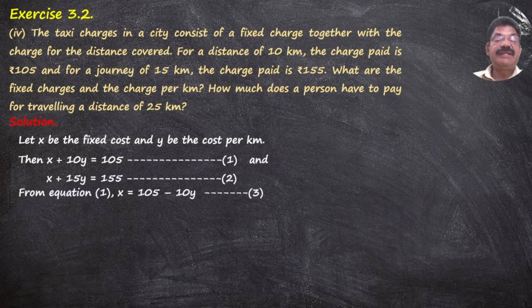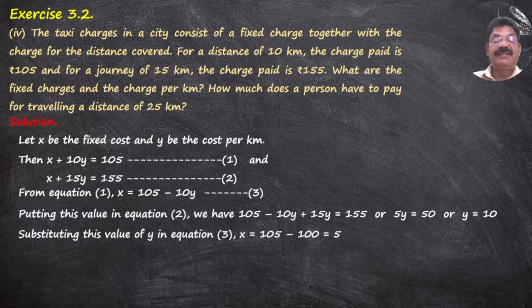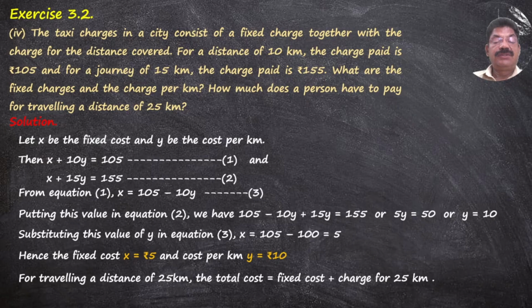Now from equation 1, we get x is equal to 105 minus 10y. We substitute this value in equation number 2. We get y is equal to 10. If you put this value in equation 3, you get x is equal to 105 minus 100, which is equal to 5. Hence, the fixed cost is rupees 5 and the cost per kilometer is rupees 10. So for traveling a distance of 25 kilometers, the total cost is equal to the fixed cost plus the charge for 25 kilometers. Therefore, 5 plus 25 into 10 is equal to 5 plus 250, which is equal to rupees 255.